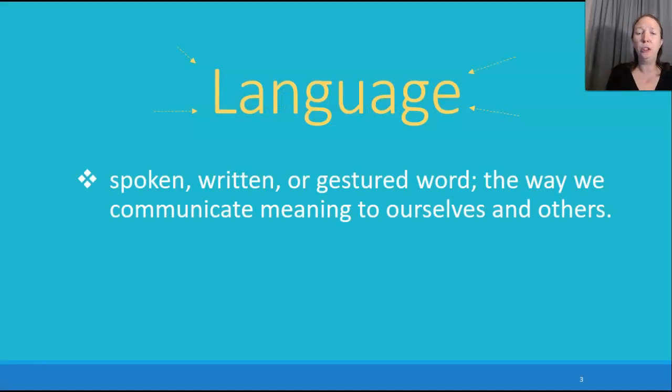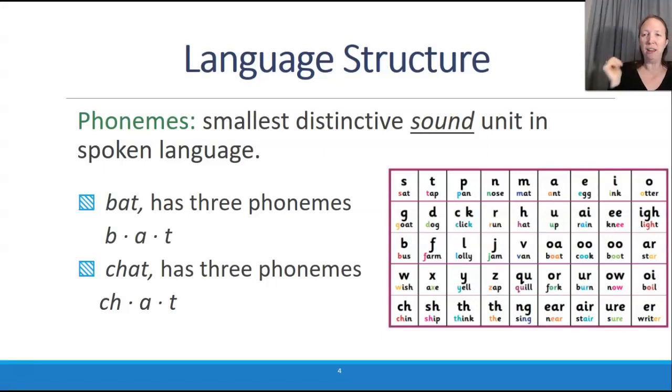Language: spoken, written, or gestured word, the way we communicate meaning to ourselves and to others. So how do we bring information in through words, and how do we give them out, including my hand gestures? They count. Okay, let's start with language structure.